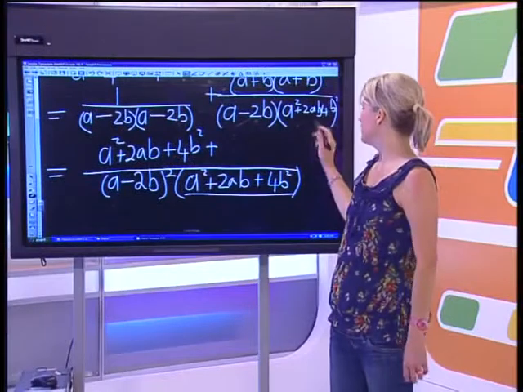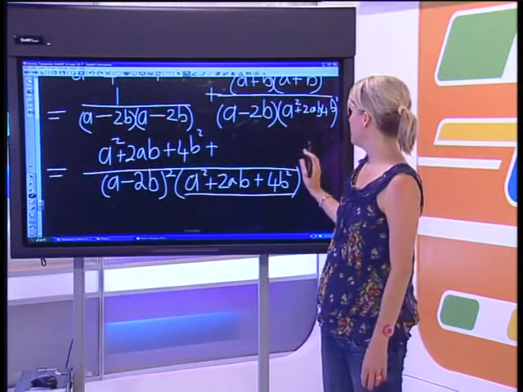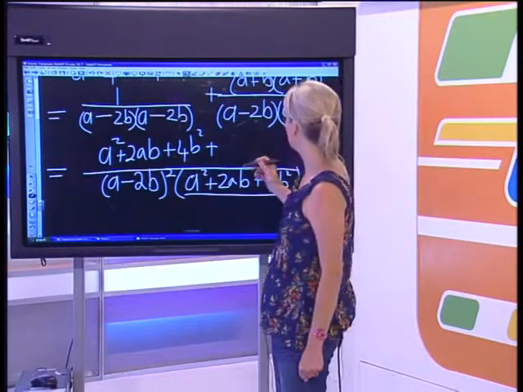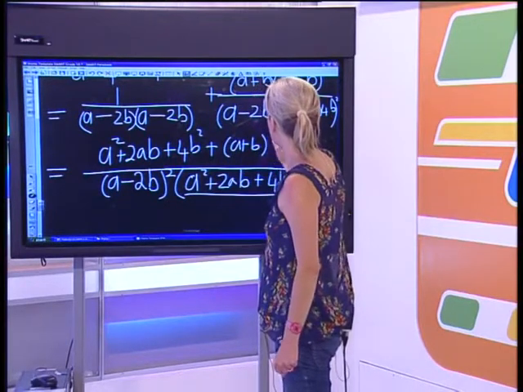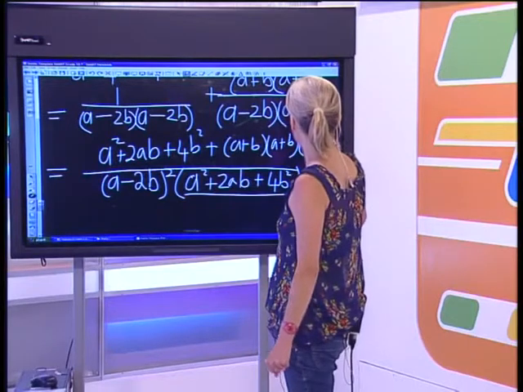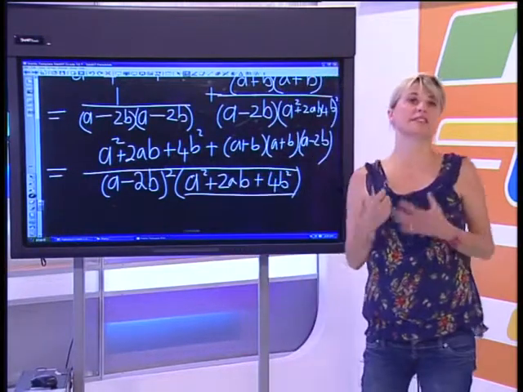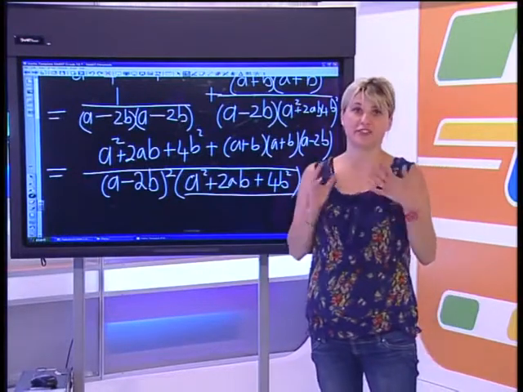And if I have a look at this part of the expression, what I am missing is just a single a minus 2b. So it'll be my a plus b times my a plus b times my a minus 2b. Now, of course, this will all need to be multiplied out and simplified. This is quite a tedious process, but I think you guys get the gist of it.